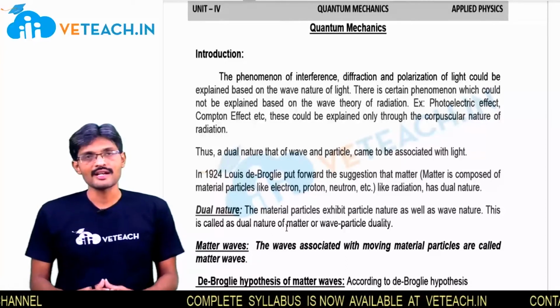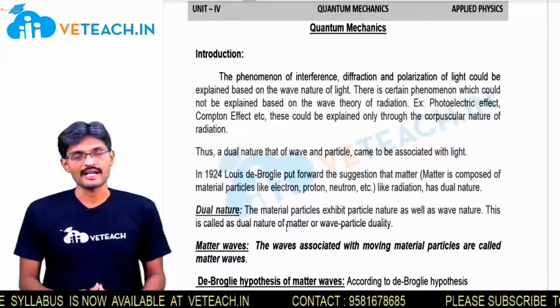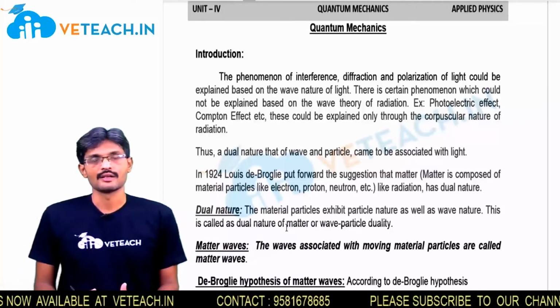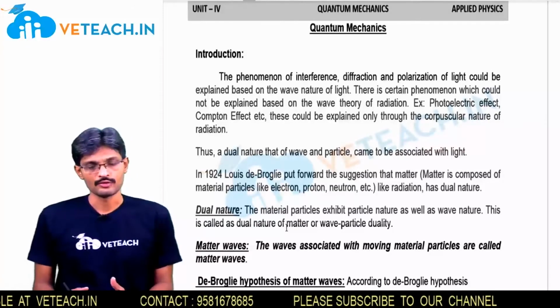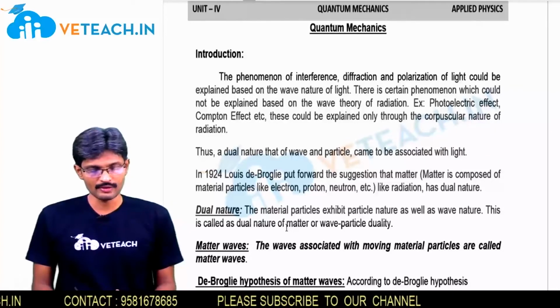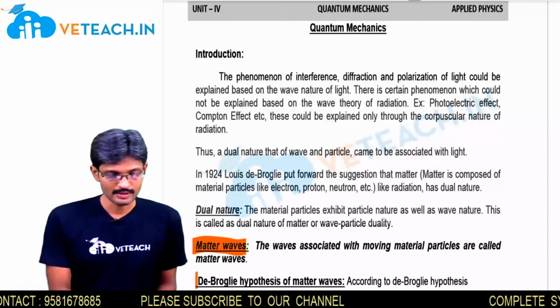In order to understand the behavior of these microscopic particles, initially Newtonian mechanics was applied, so Newton's laws of motion. Applying Newtonian mechanics resulted in many failures in understanding the properties of materials. So a new branch of physics was developed, which is quantum mechanics. In quantum mechanics, we are going to discuss matter waves, a concept or hypothesis developed by de Broglie.